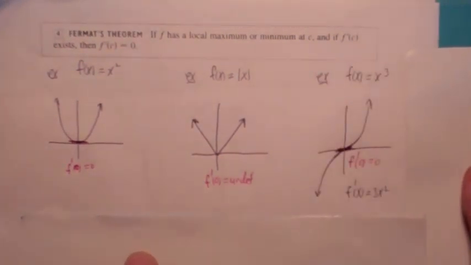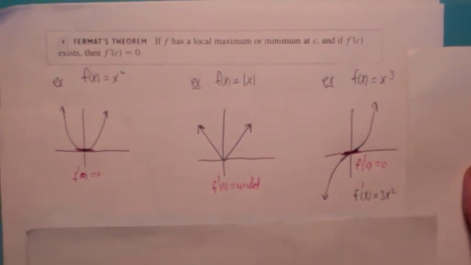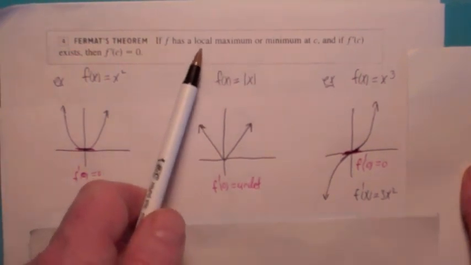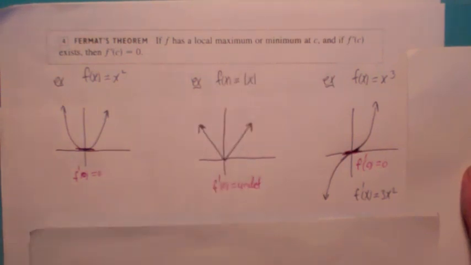It's possible to have a function where the derivative is 0, but not have a local max or min there. That does not contradict Fermat's theorem, because Fermat's theorem says the converse. If you have a local max or min, and if the derivative exists, then it's 0. But it's possible for the derivative to be 0, but not have a local max or min.